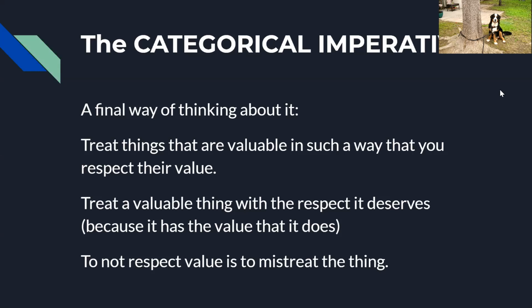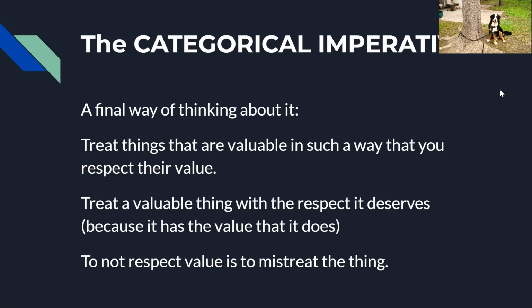So Kant thinks that when you lie to someone, what you're doing is using them as a mere means. You're using them as a tool to get what you want. And you're not treating the fact that they can take the truth and then decide for themselves what's the best thing to do, what's right and what's wrong, right?